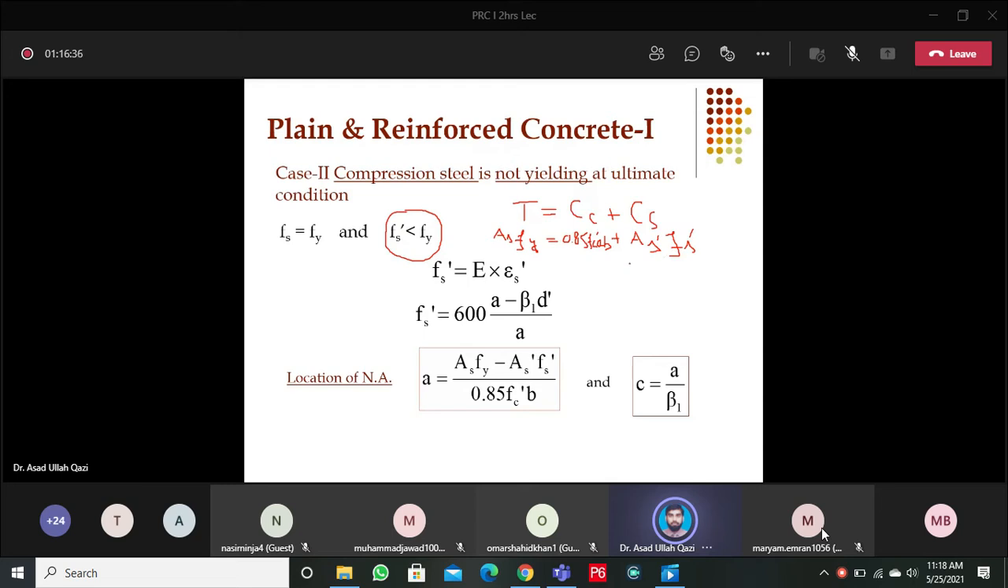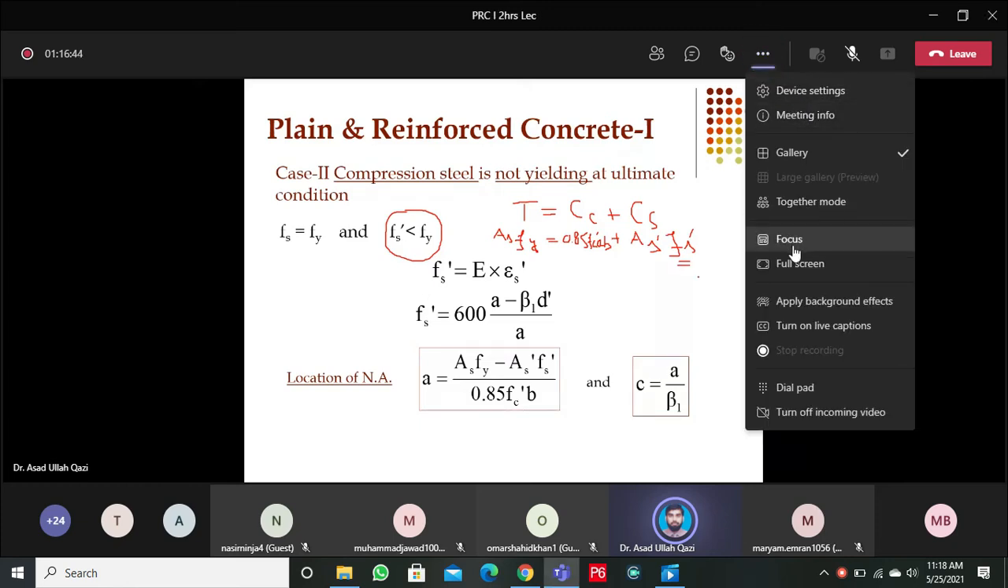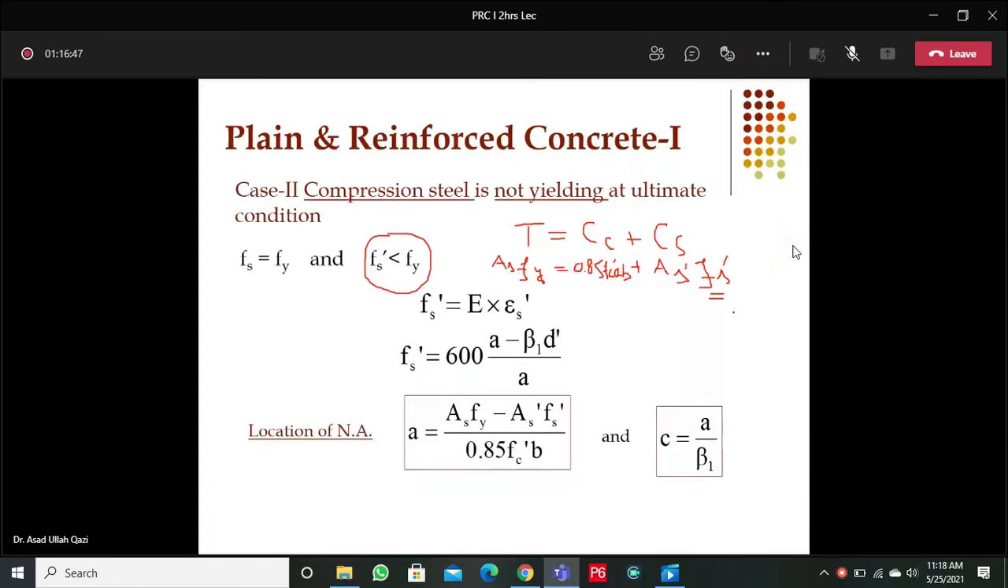So now I have rephrased my equation with compression steel, based on my previous iteration that gave me a hint that your compression steel can't yield at the neutral axis depth of 1.9 millimeter, which you get when both steels are at yield. So it can't happen, so I am rewriting it. And now what I will do is replace this fs' in my equation with Hooke's law, E times epsilon s'.